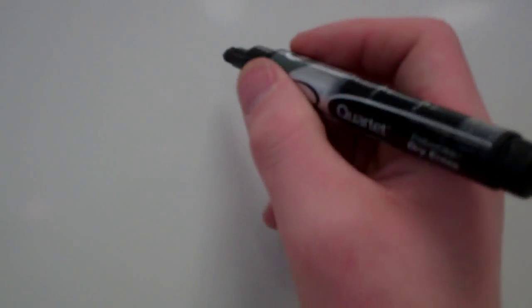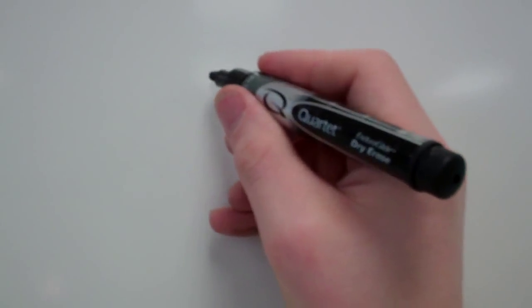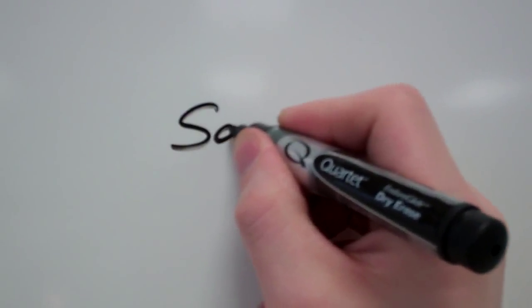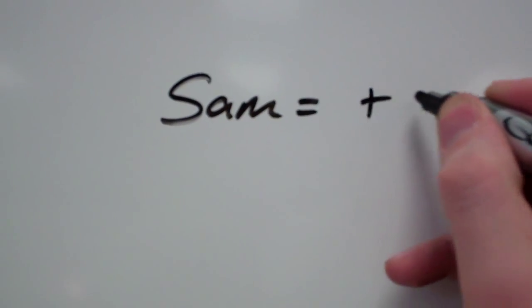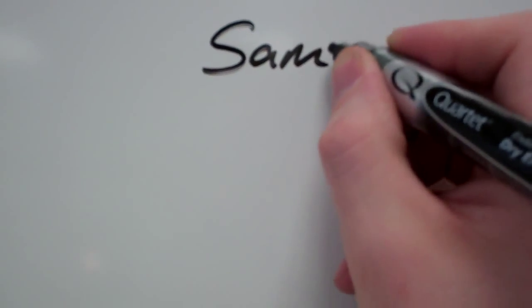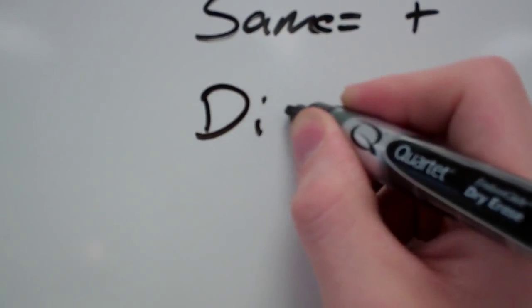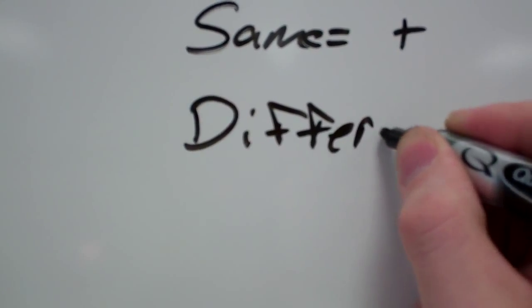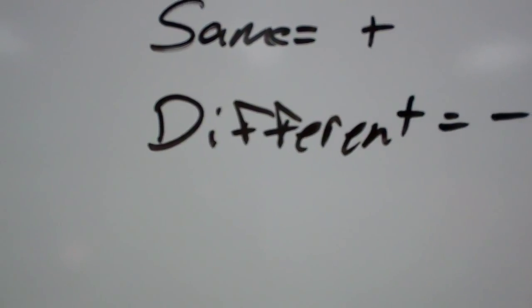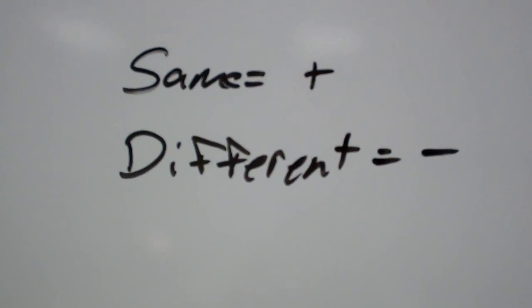Multiplication and division are very simple because there's only one thing you need to remember. If the signs are the same, the answers are positive. If the signs are different, the answer is negative. That's all you have to remember.